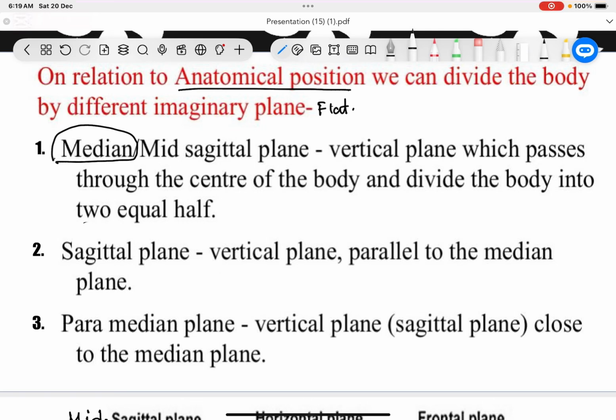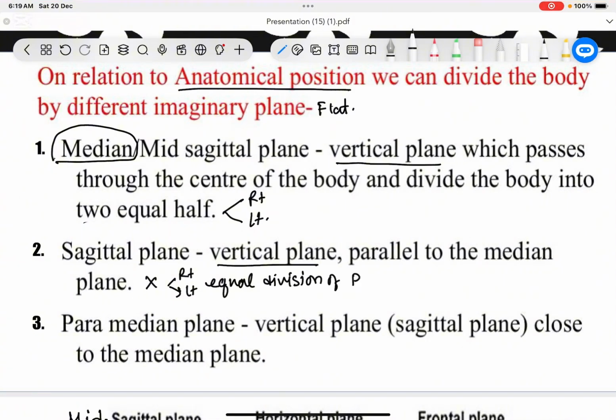So the median or mid sagittal plane is a vertical plane which passes through the center of the body and divides the body into two equal halves. What are the halves? Right and left. This is the median or mid sagittal plane. The second one you can see is the sagittal plane. It's also a vertical plane and it is parallel to the median plane, but it does not divide the body into right and left halves equally. There will be no equal division of the body.